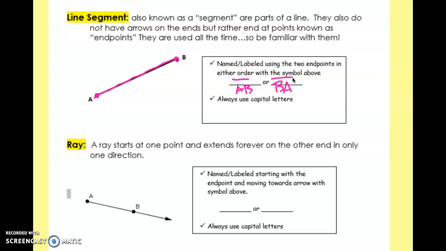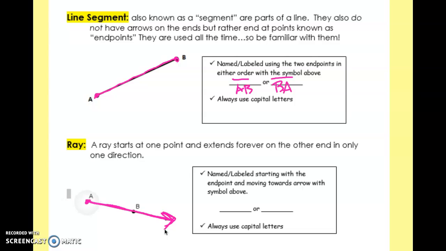The next one here is a ray, and I always think of a ray of sunshine because it has a starting point and extends infinitely in one direction. So think of that ray of sunshine just coming down off the sun and coming down to you on Earth. That's what a ray would be. So it's labeled using its endpoint out towards the arrow, and this time the order does matter.